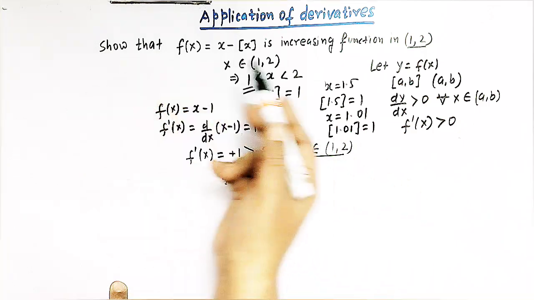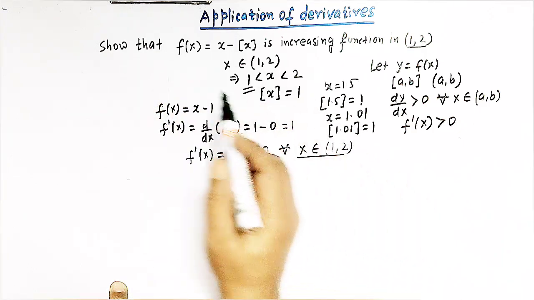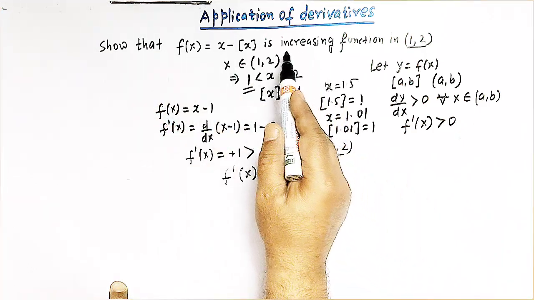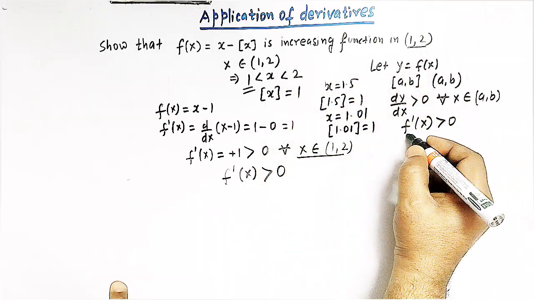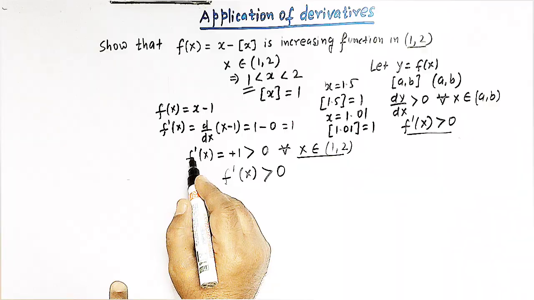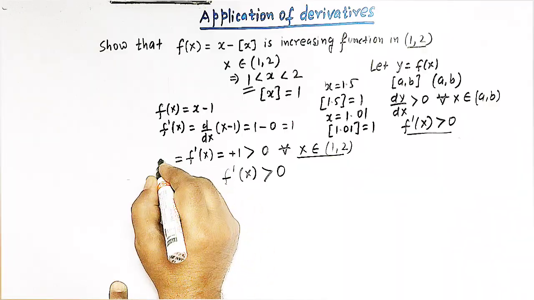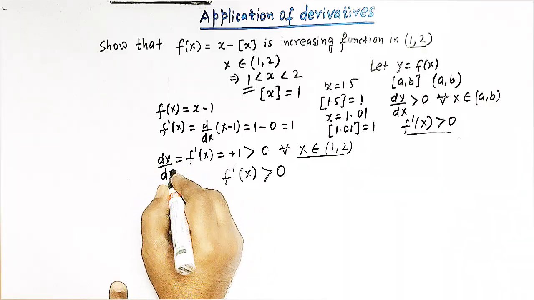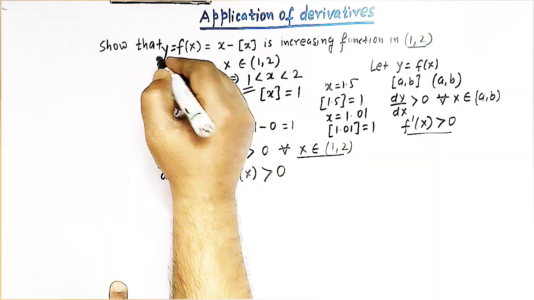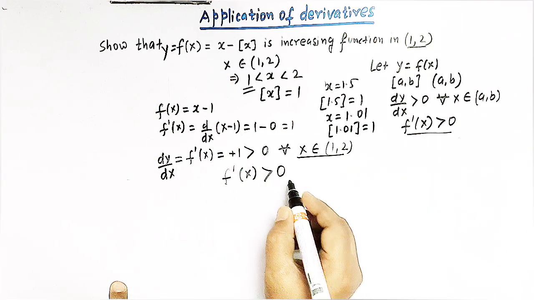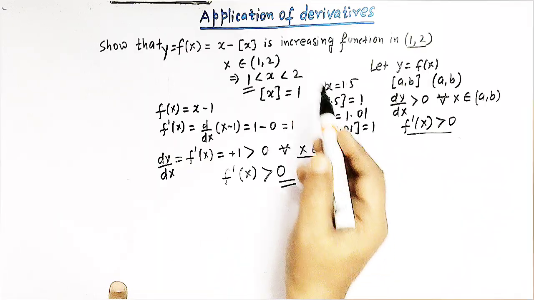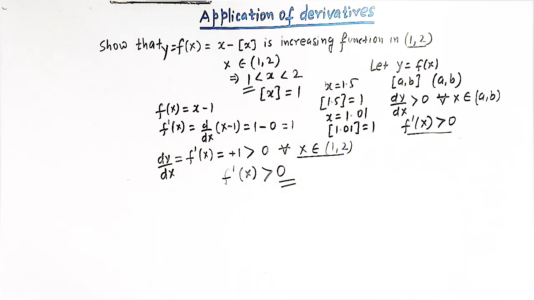So we can now conclude that our function f of x is an increasing function in 1 comma 2, because the derivative, that is f prime of x, that is dy over dx, if we take this function as y is equal to f of x, so dy over dx is greater than 0. So this function is an increasing function in 1 comma 2.